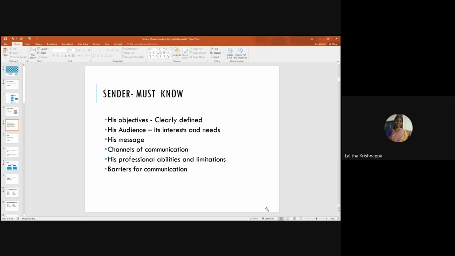So a sender must know what his or her objective is. He has to have a clear definition of what he is trying to intend. For example, if I'm here as a sender, I want to be very clear as to what my objective is today. Basically, I want to cover the topic of my 102, unit 4, and give a message for you people. And I should know my audience: what are their areas, their interests and their needs? And also, I must know what message I want to give you, what the quantum of the message is, what channels of communication I need, and also I must be aware of my professional abilities and limitations.